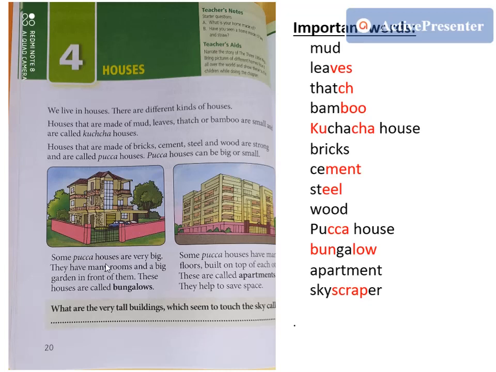Some pakka houses are very big. They have many rooms and a big garden in front of them. These houses are called bungalows. Some pakka houses have many floors built on top of each other. These are called apartments. They help to save space.